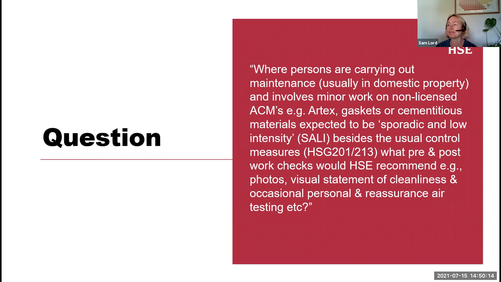Right, brilliant. Okay, so someone submitted a question. Where persons are carrying out maintenance, so this is minor non-licensed work, so I'm taking this to be maybe drilling a hole in some AIB or removing a gasket. They're asking, besides the usual control measures, so using asbestos essentials, what pre and post work checks would HSE recommend? I think the analogy is being made here: if we're putting it side by side with the licensed removal work and the four-stage clearance, which we've just been hearing about, what is the equivalent that would be recommended?